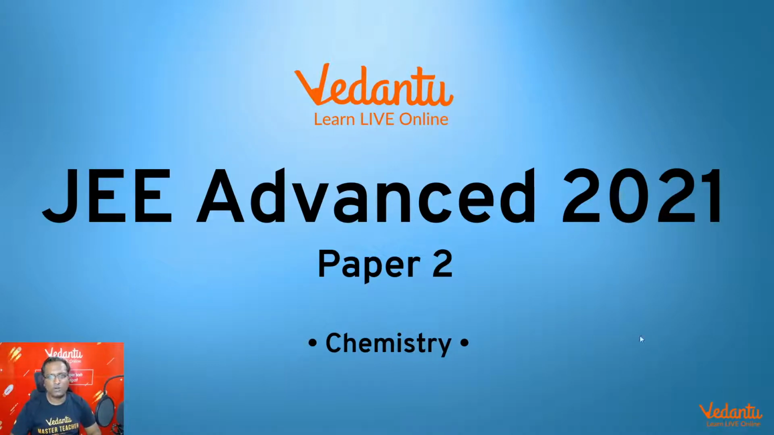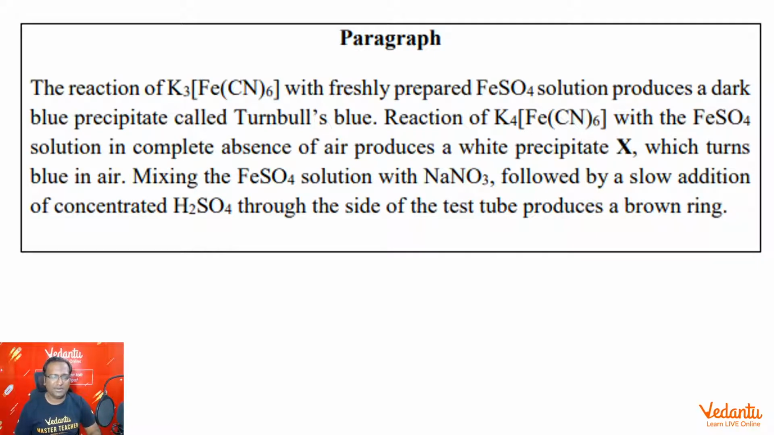Today we are going to talk about JEE Advanced 2021 Paper 2 Chemistry subject, and we are going to talk about the passage. So the passage says the reaction of K3[Fe(CN)6] with FeSO4 gives the Turnbull's blue precipitate.